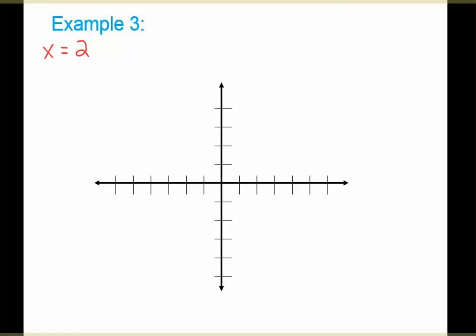Try to graph x equals 2. And then when you're done with x equals 2, I want you to graph y equals 4. So you're going to get 2 separate graphs on the same coordinate plane, and let's see if you can differentiate the horizontal one from the vertical one. If you need to go back and look at your notes, that's fine.